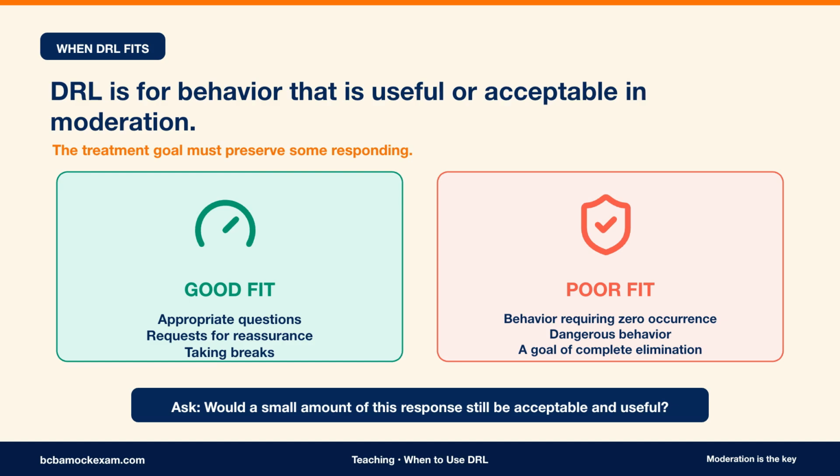DRL fits behavior that is useful in moderation, such as appropriate questions or reassurance requests, but excessive for the context. It is a poor fit when the goal is complete absence or when any occurrence creates unacceptable risk. Clinical use still requires assessment, social validity, and client-informed goals.